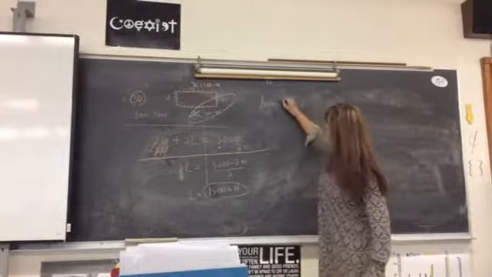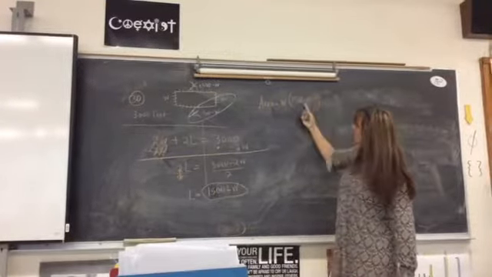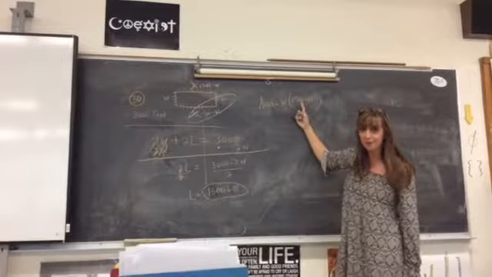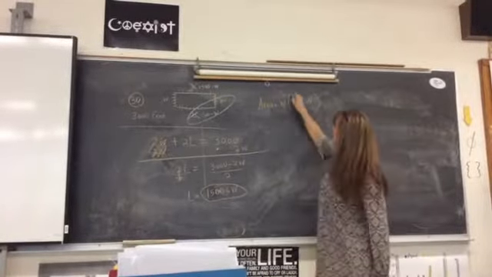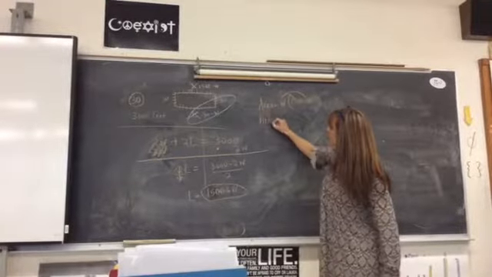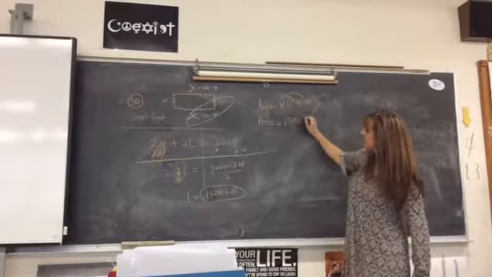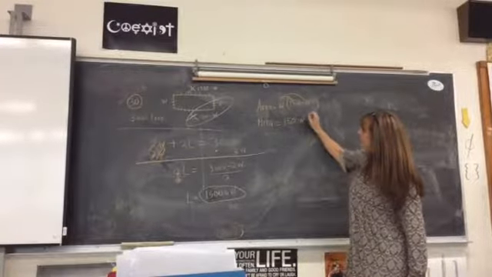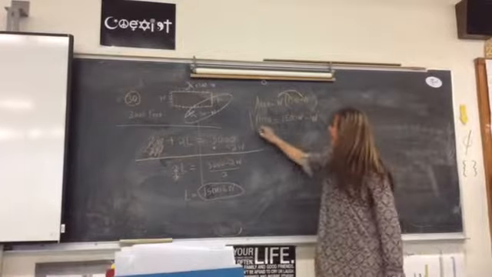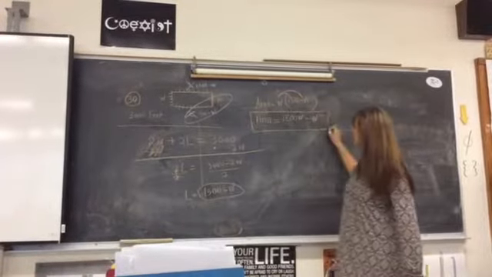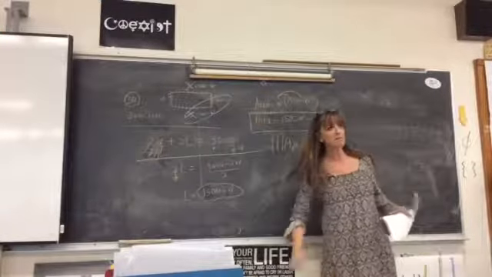Area is length, and I use the perimeter problem to get that, times the width. So now my area is expressed as 1,500W minus W squared. And that is my area expression. Now I have to maximize it. I've got to find the max area.